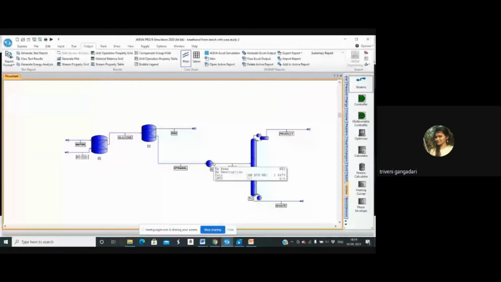So good. Can you see my screen? Yes, Akka, we can. Yes, this is the process flow diagram that we built in Proto.